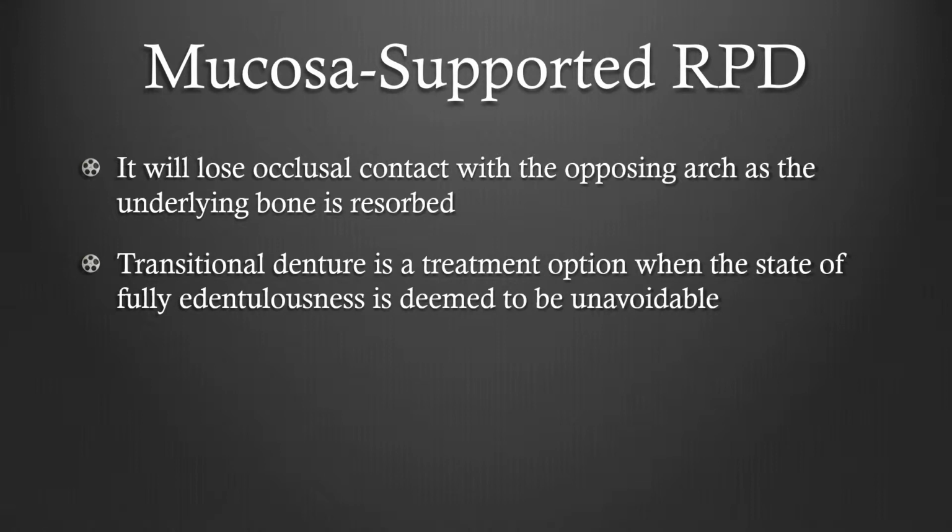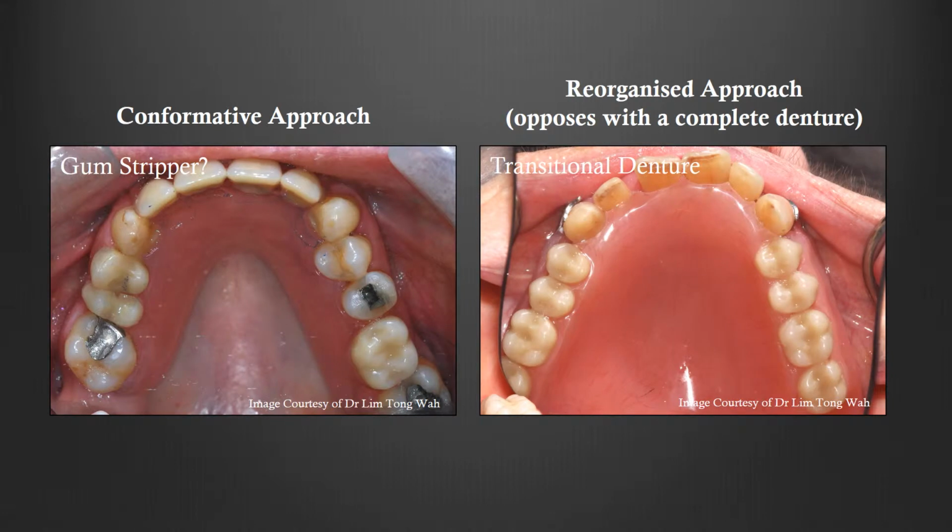Regarding the mucosa-supported removable partial denture, it will lose occlusal contact with the opposing arch within a relatively short time, as the underlying bone is resorbed. Relining is likely to exacerbate the resorption. The other example of mucosal-supported RPD is transitional acrylic denture or training denture. The occlusion provided by the mucosa-supported partial denture on the left side was conforming to the existing occlusion.